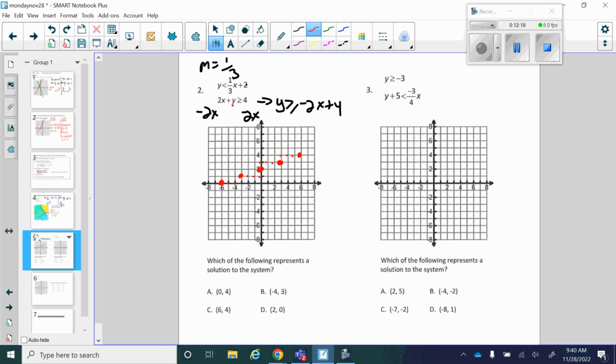Good? And so let's connect the dots now. It's a less than, so I'm going to have a dashed line. Good. And so I'm going to shade everything below the line.